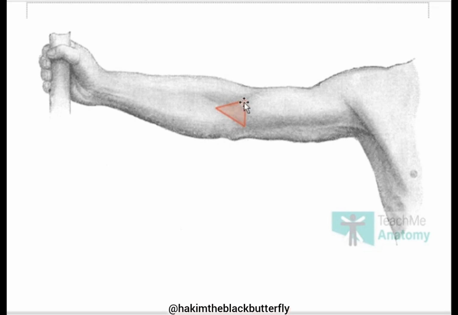The cubital fossa has a medial border. It has a lateral border. It has a medial border, and it has a superior border. The borders are very important. It has a lateral border, a medial border, and a superior border.